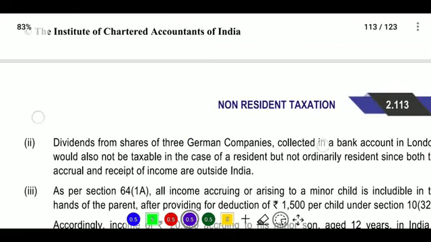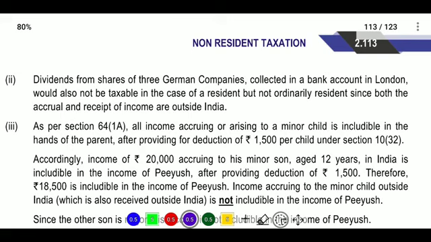Next, the other case is dividend from shares of 3 German companies collected in a bank account in London, which would also not be taxable in case of a resident but not ordinarily resident, since both accrual and receipt of income are outside India, so it is also not taxable.